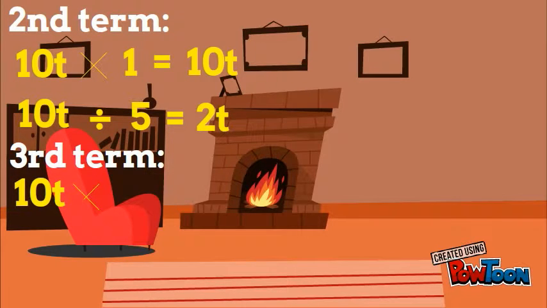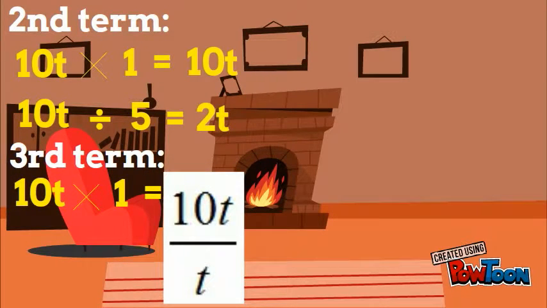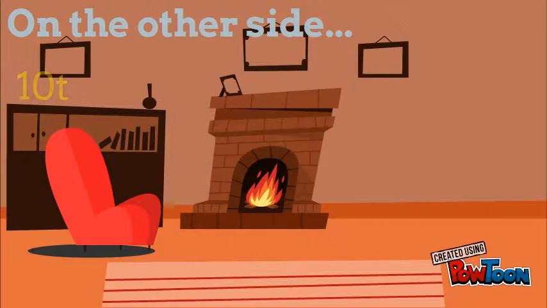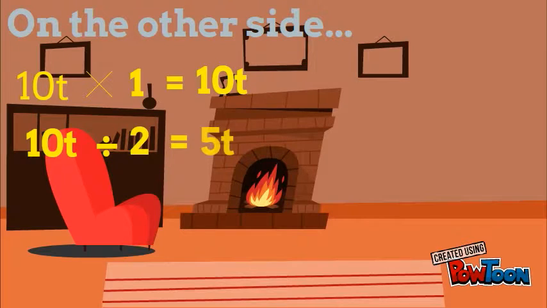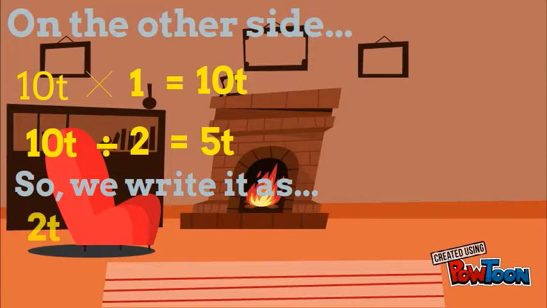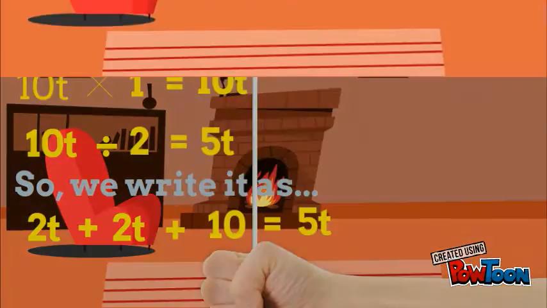Third term, 10t times 1 is 10t divided by t. Since there is t in the numerator and the denominator, we cancel it out. Just 10 will be left. On the other side, 10t times 1 is 10t divided by 2 is equal to 5t. So we write it as 2t plus 2t plus 10 equals 5t.